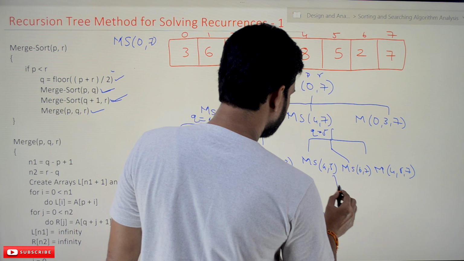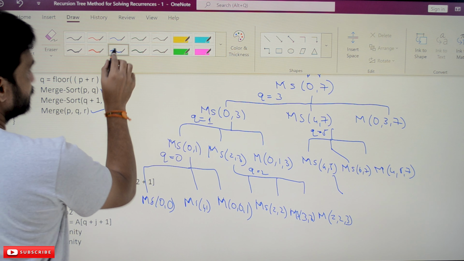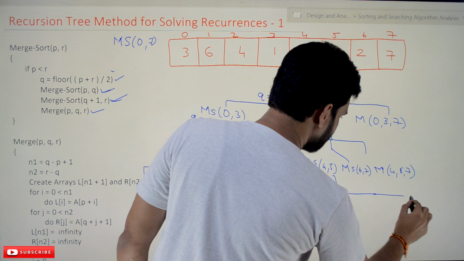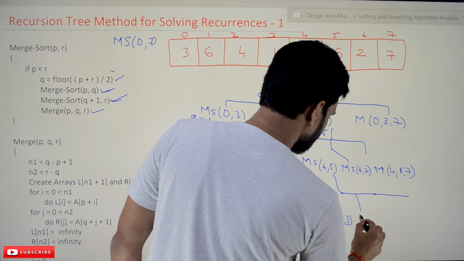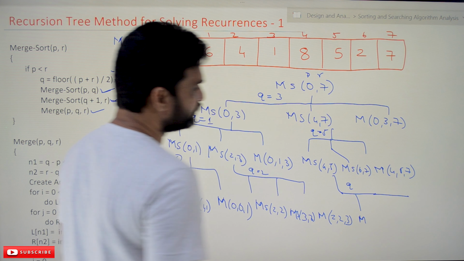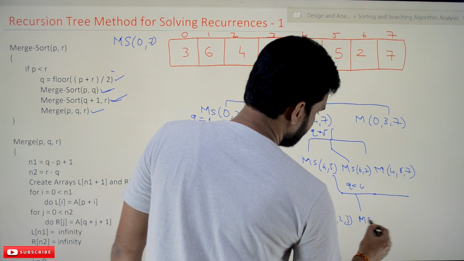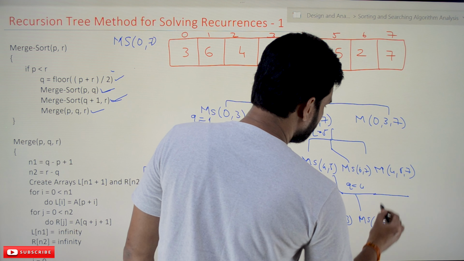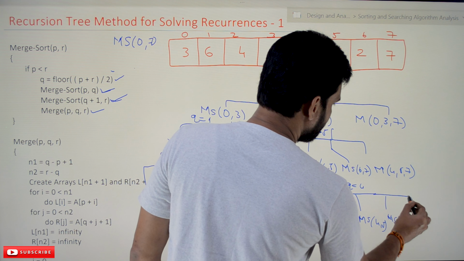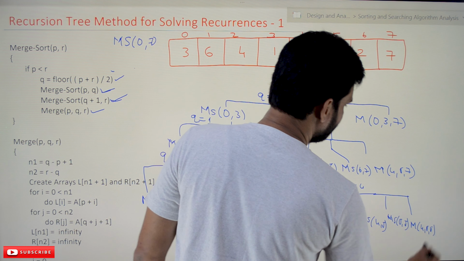And these lines are for this function call. What is the value of q? The value of q is (4 + 5)/2, which is 9/2, that is 4.5, and the floor value is 4. So it is MS of 4 comma 4, one function call, the other one is MS of 5 comma 5, and the other function call is merge of 4 comma 4 comma 5.